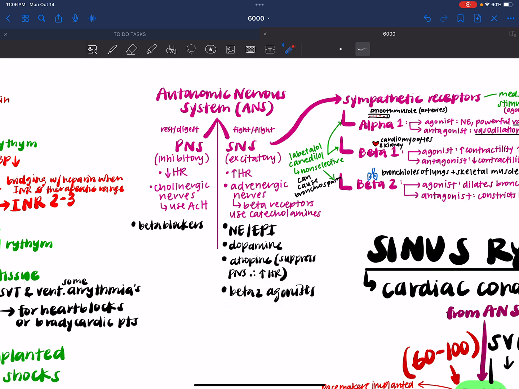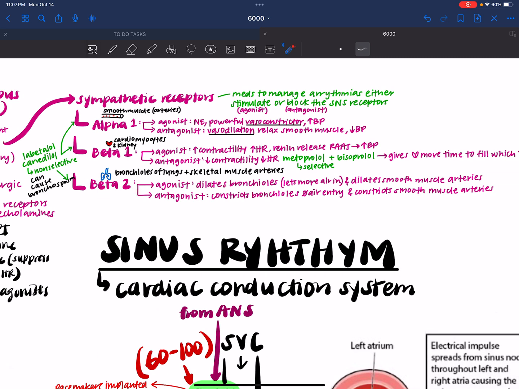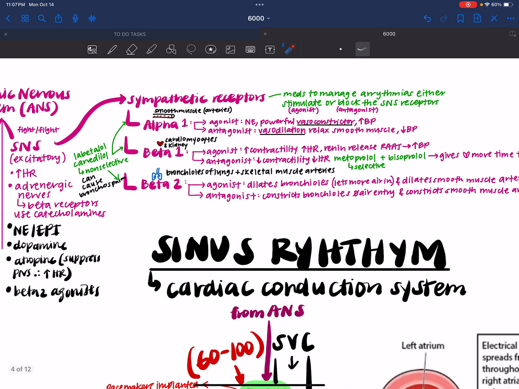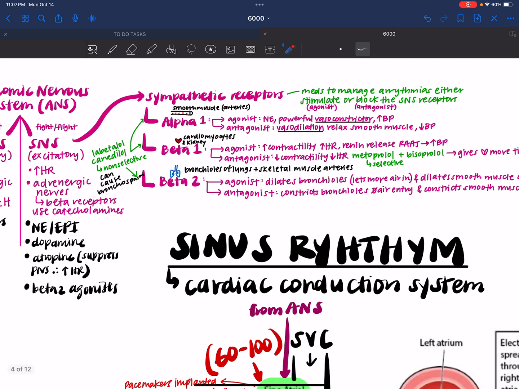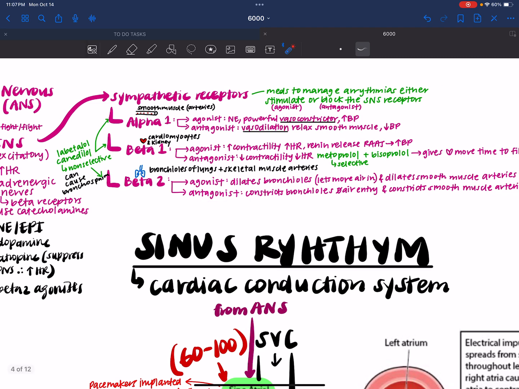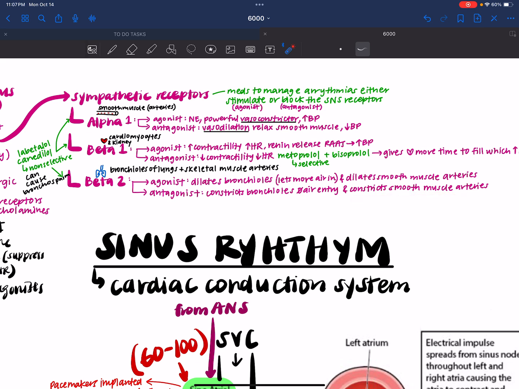And then beta 2 agonists. Beta 2 works on, let's say, the lungs, right? It does work on the heart, but also the lungs. It dilates bronchioles, lets more air in, and dilates smooth muscle, so vasodilation. Basically the same thing for the heart. A beta 2 antagonist constricts bronchioles, doesn't allow air entry, and constricts smooth muscle in arteries.